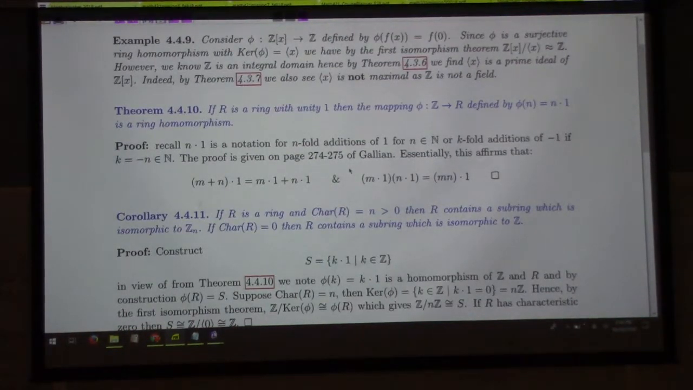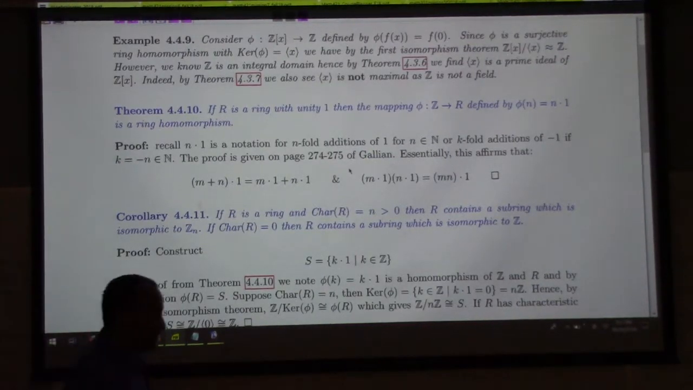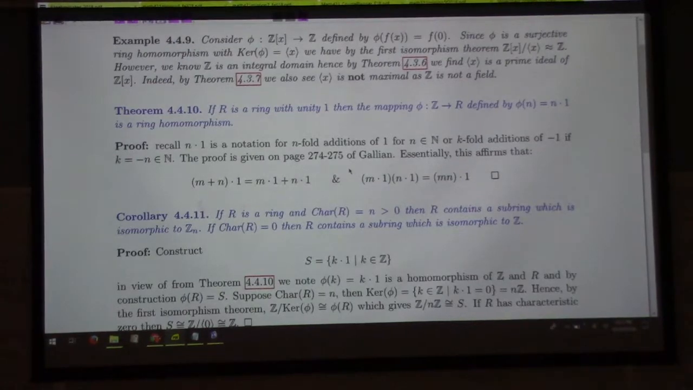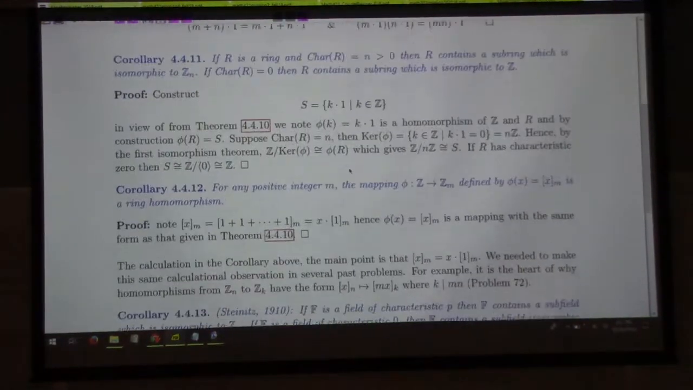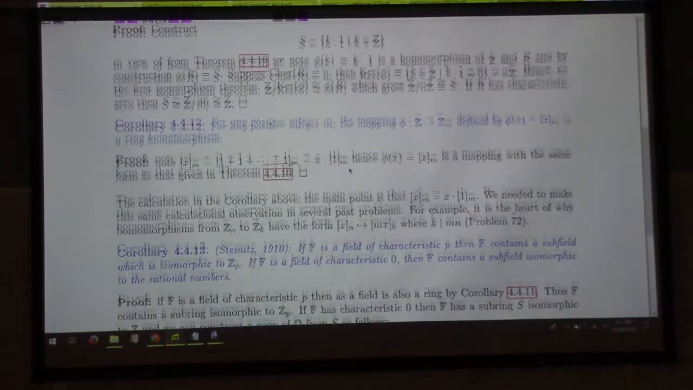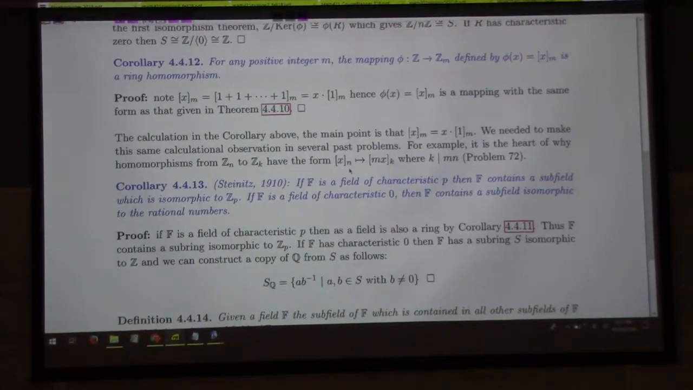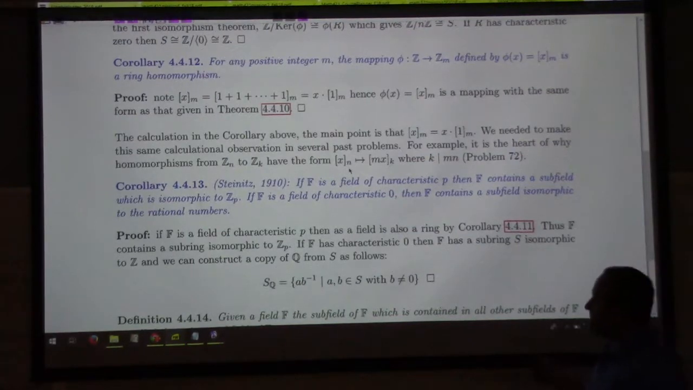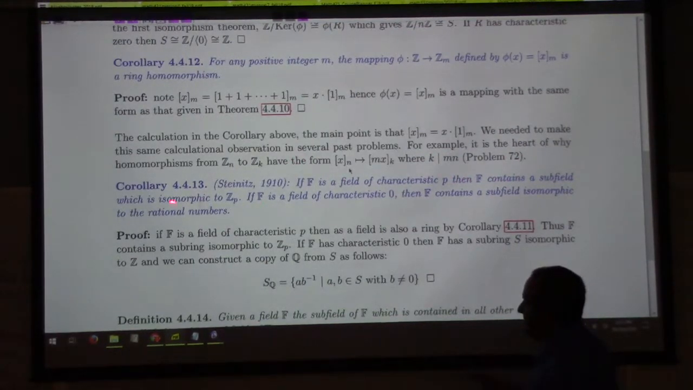And likewise, the kernel of this phi map is just 0 in the case of characteristic 0, which means that Z mod the kernel of phi is isomorphic to the image. That gives us the copy of the integers inside a ring of characteristic 0, at least the existence of that. Now, the larger point here is that if we have any field F of characteristic p, then F contains a subfield which is isomorphic to Zp. And if you have a field of characteristic 0, then the field contains a subfield isomorphic to the rational numbers.